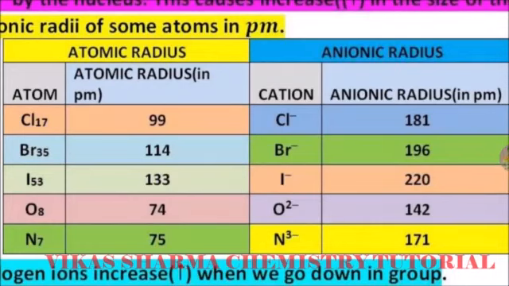But when it becomes a chloride ion, its anionic radius is 181 picometer. It's increased, almost double. The bromine atom is 114 picometer in size, but the bromide ion is 196 picometer. The iodine atom has a 133 picometer atomic radius, but the iodide ion becomes 220 picometer. The oxygen atom is 74 picometer, but the oxide ion, a bivalent anion, is 142. The nitrogen atom has 75 picometer size, but the nitrogen trivalent anion is 171 picometer.